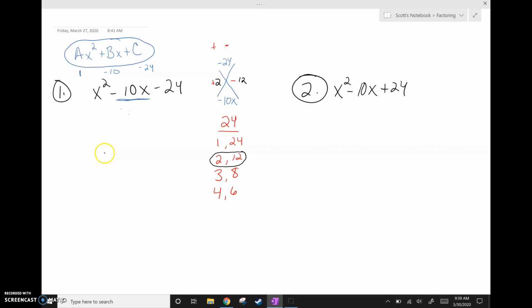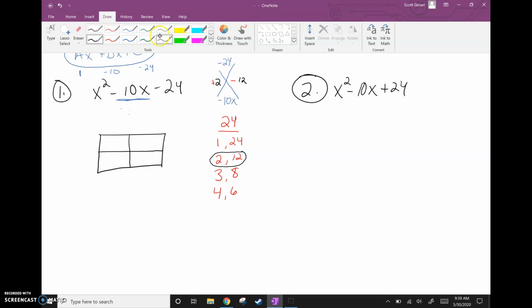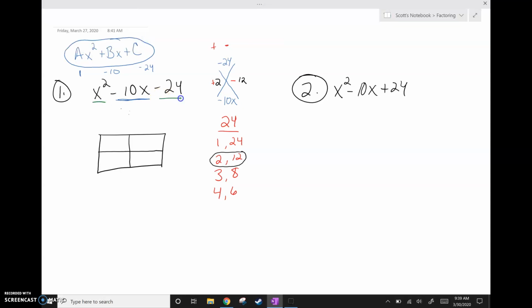Then I'm going to go to my generic rectangle. This first one up here, x squared and negative 24, just come down into the box. Then I need to bring my two new numbers in here as well: my plus 2x and minus 12x, because when I add those two together, it gives me negative 10x. So I'd have a negative 12x plus 2x.